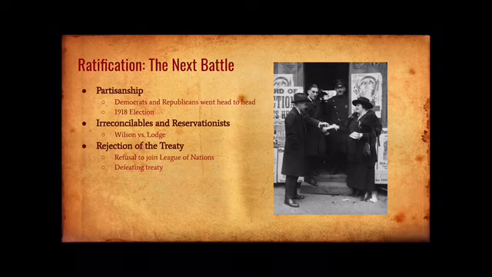And with this kind of crazy head-to-head opposing views, the irreconcilables and reservationists were established. They formed two groups, and they opposed views on this election. And of course, there was rejection of the treaty. So Germany refused to join the League of Nations, as well as a lot of people defeating the treaty. So a lot of the treaty rules were not followed, which was very unfortunate.